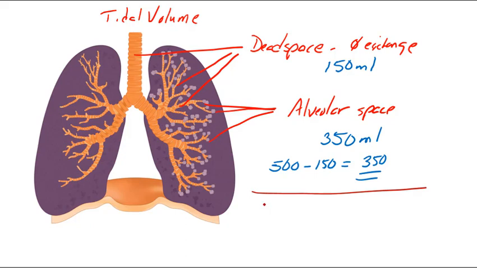If that occurs, they may have very shallow respirations, and that translates to a decreased tidal volume. So let's say our patient's tidal volume drops to 350. Well, that means they only have access to oxygen in 200 milliliters of air. 350 minus 150, the dead space, equals 200.